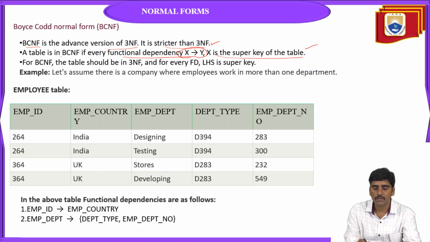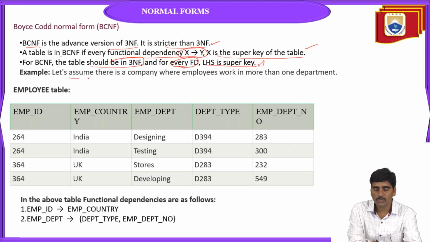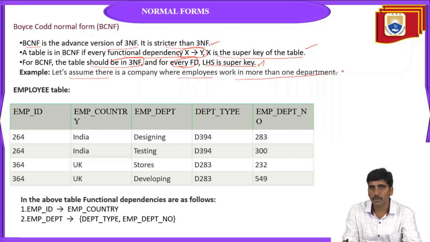For BCNF, the table should be in third normal form, and for every functional dependency, the left hand side is a super key. So the employee ID or employee name, anyone which is on the left hand side must be a super key. So let us assume there is a company where employees work in more than one department.